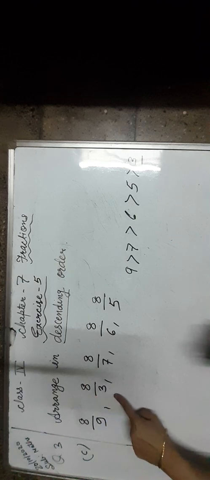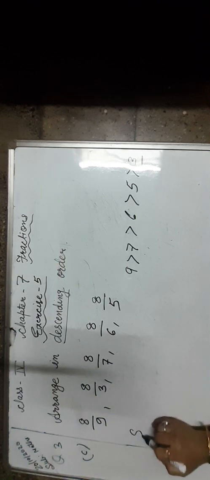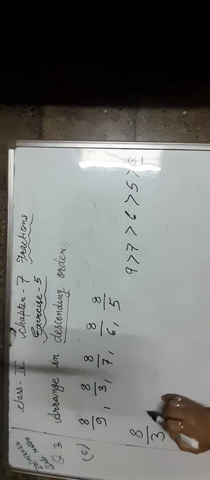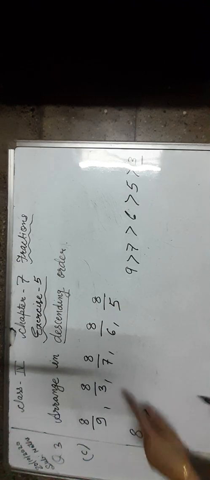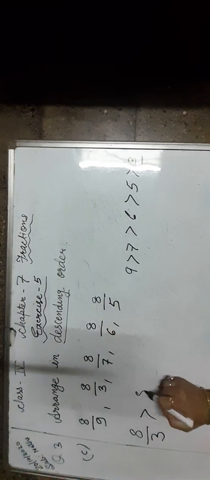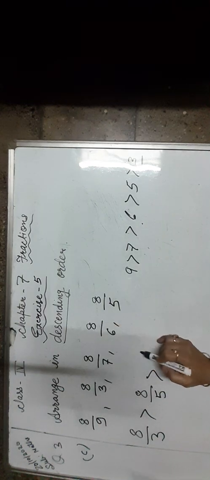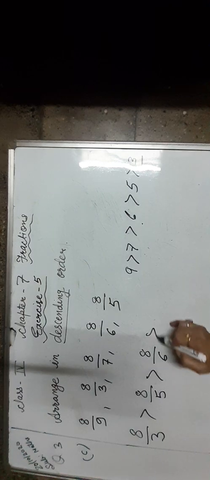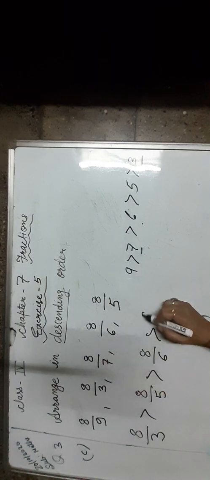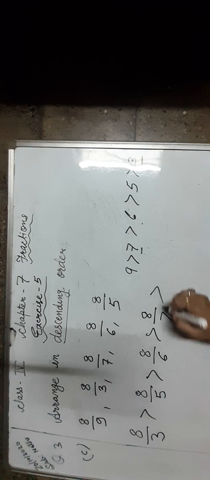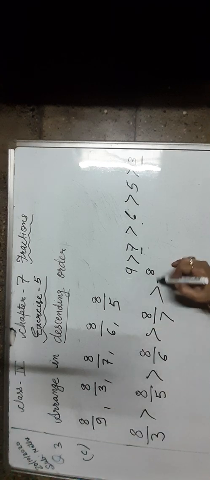So, which fraction has 3? Yes, in fraction 8 upon 3 has a smaller denominator. So, we have to write first 8 upon 3 is greater than 8 upon 5 is greater than 8 upon 6 is greater than 8 upon 7 is greater than 8 upon 9.